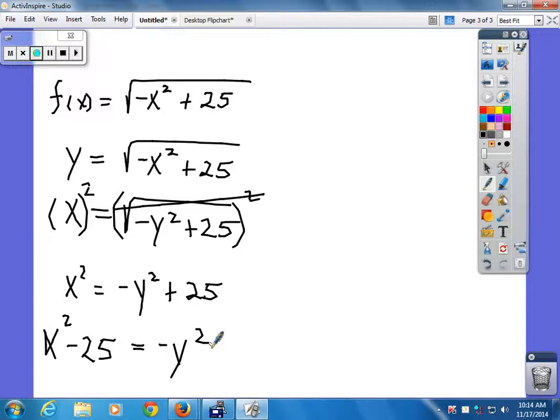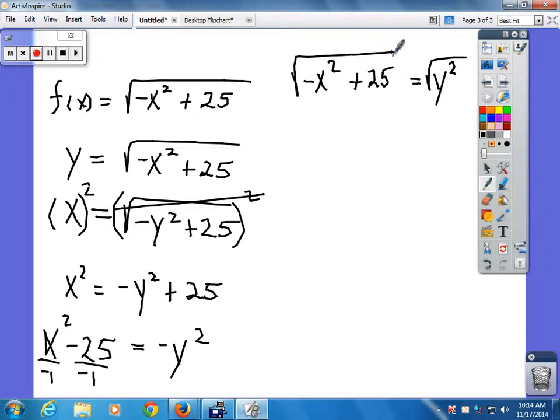Divided by negative 1, usually, divided by negative 1. Now that gives you y squared is equal to negative x squared plus 25. And then take the square root of both sides. And y is equal to the square root of negative x squared plus 25.